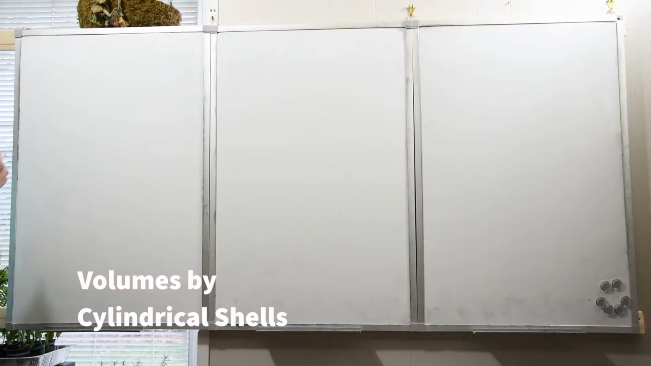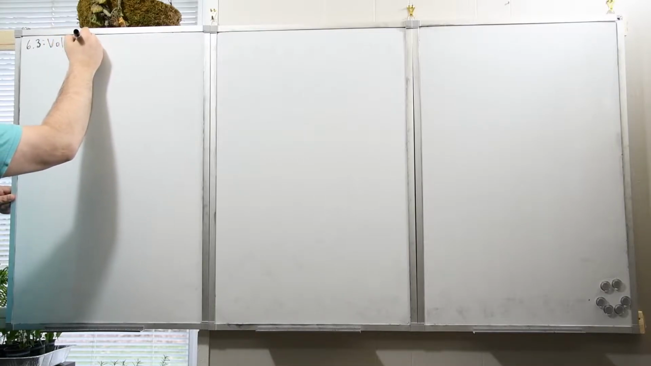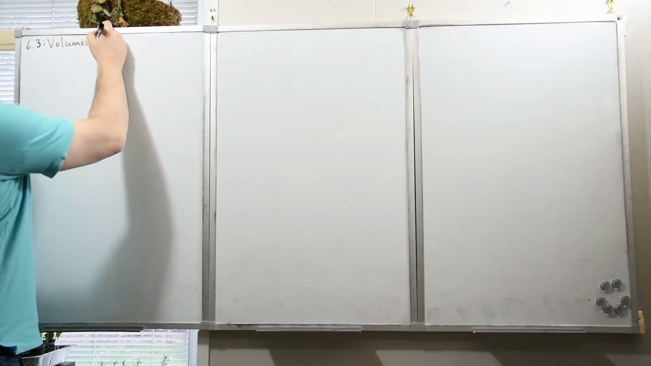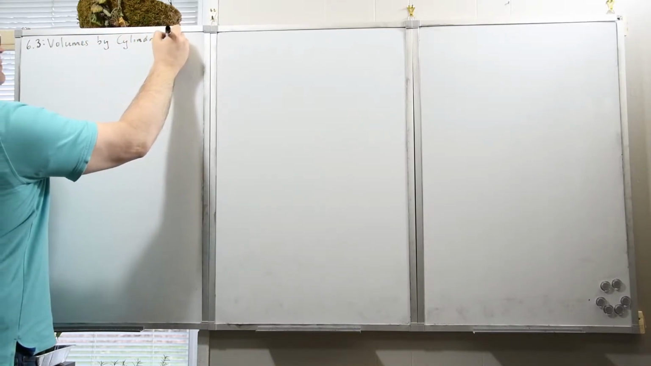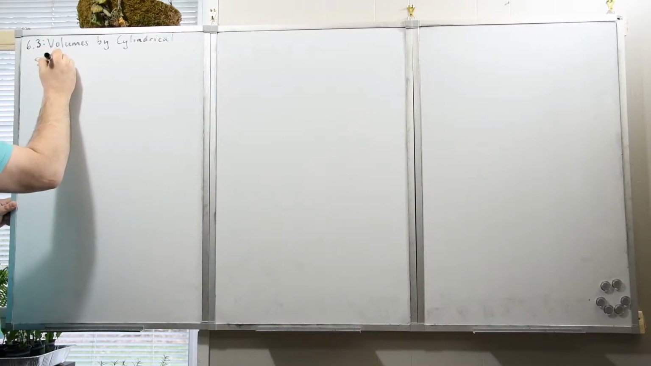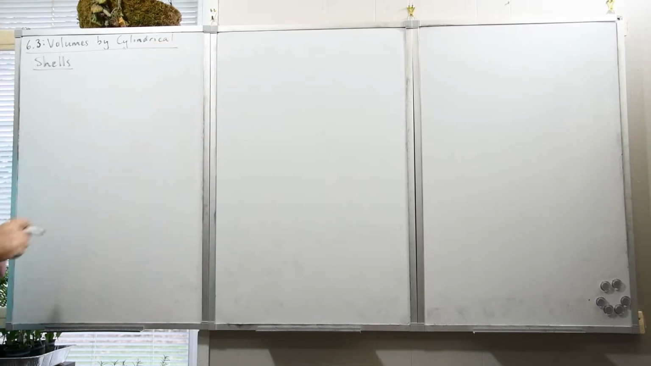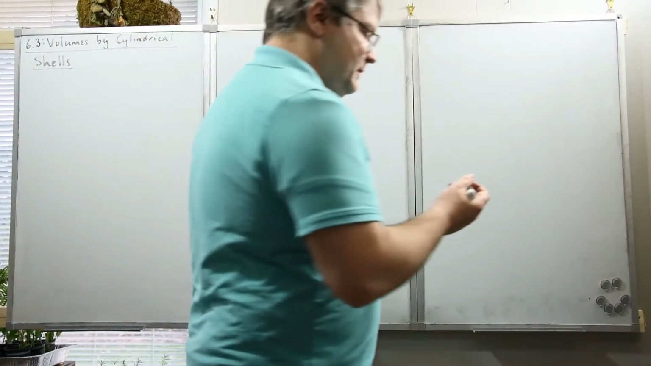So this time we're taking a look at section 6.3, which deals with volumes by cylindrical shells. So maybe we have a picture that looks something like this.